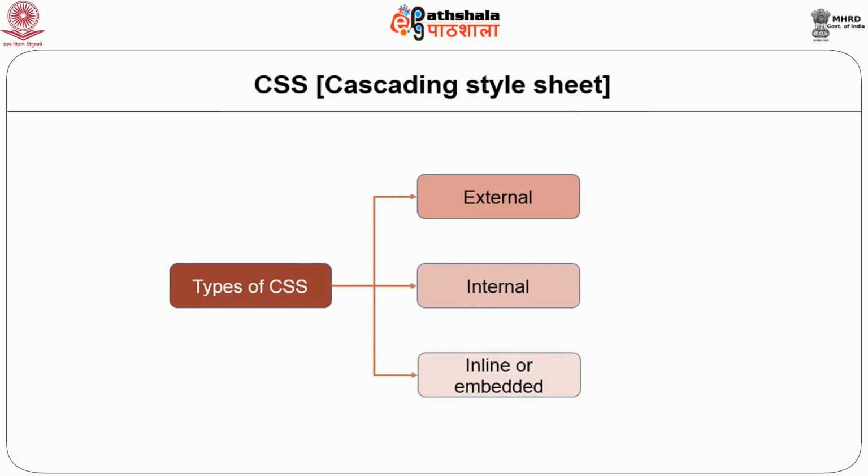Now CSS mainly has three types of working. These are external style sheet, internal style sheet and inline or embedded style sheet. External means you create one CSS file as an external file and you just use it in your HTML page. Internal is that within your HTML page you write it within the head section, and inline or embedded means within the tag you are writing this. Let me demonstrate by example.